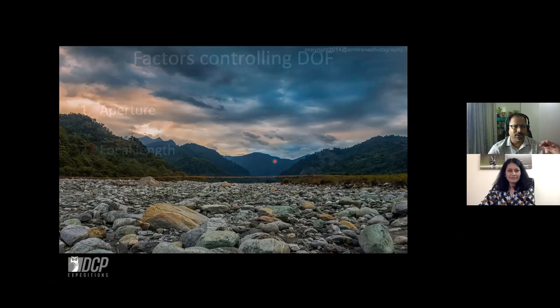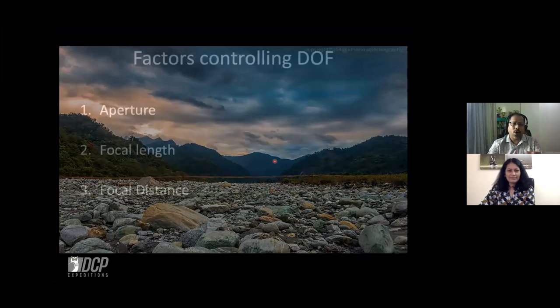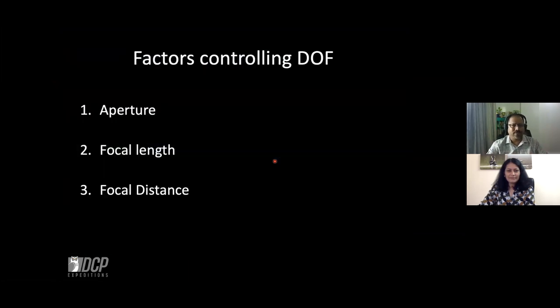Three things, friends, three things. Please remember this. We all know aperture: you reduce the F value, depth of field is small; you increase the F value, depth of field is bigger. That is one thing. But along with that, there are two important things which also decide your depth of field. One is focal length, and the second one is focal distance.